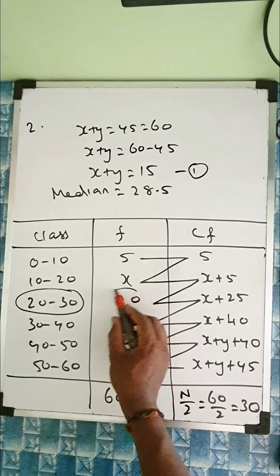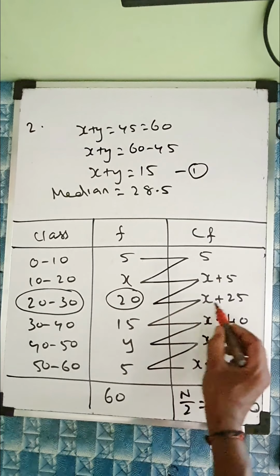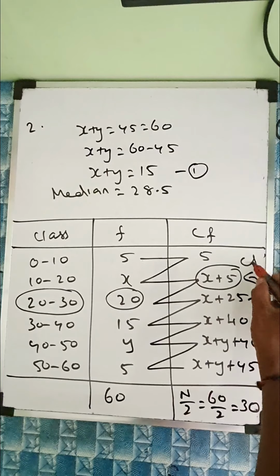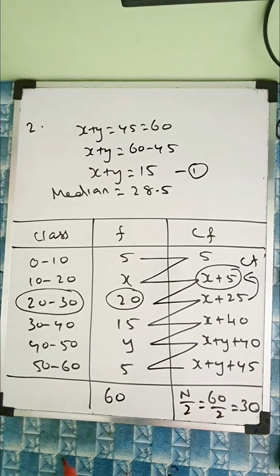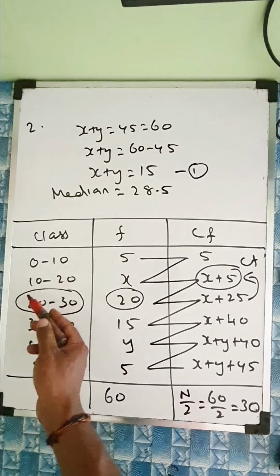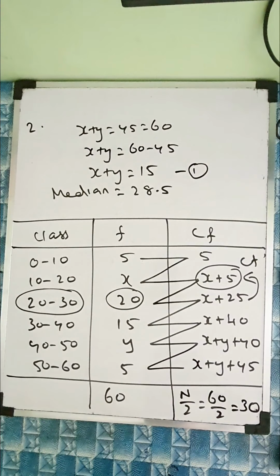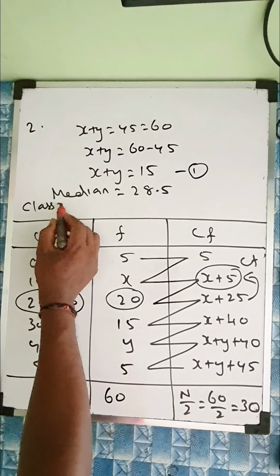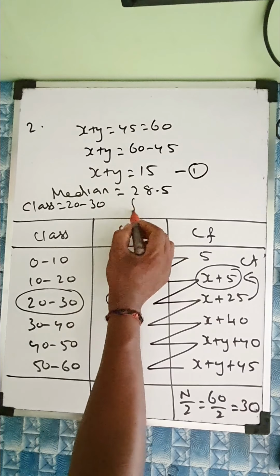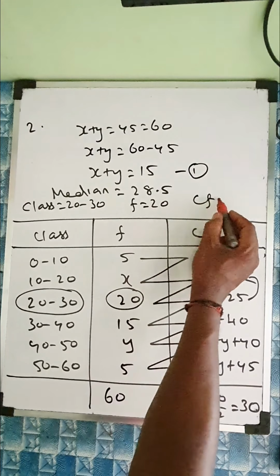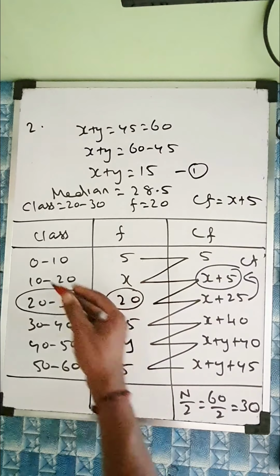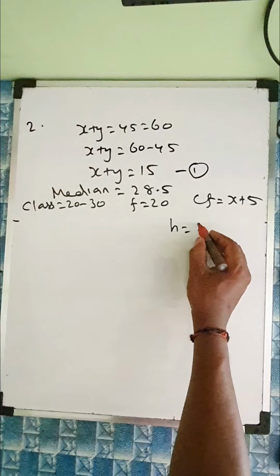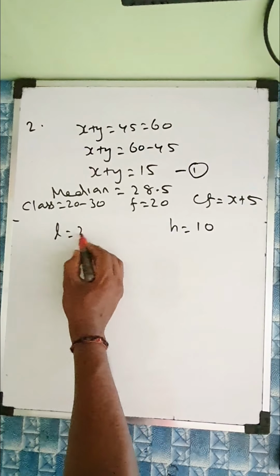Okay, and frequency 20. And CF, I already told you, CF will be the one before. So the one before is this one, this is CF. And the class width we already know: 0 to 10, 10 to 20, so h is 10. So we can apply it now. Here the class is 20 to 30, frequency 20, CF is x plus 5, h is 10, and here L is 20.